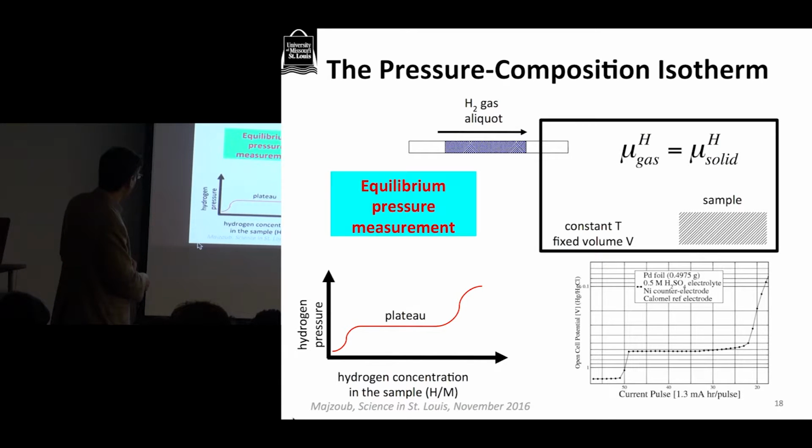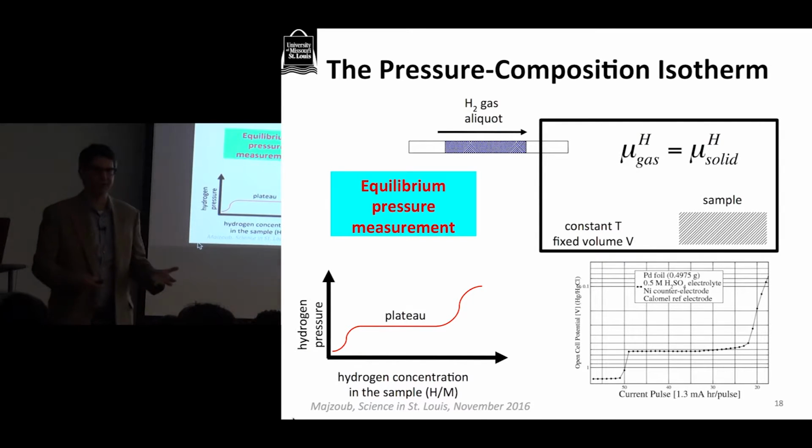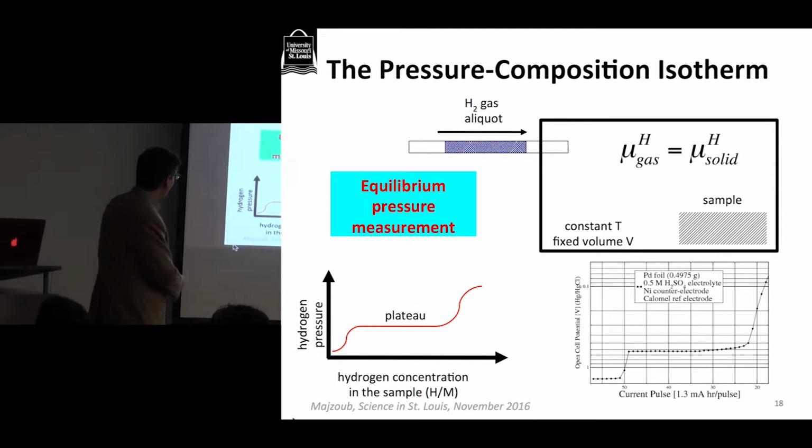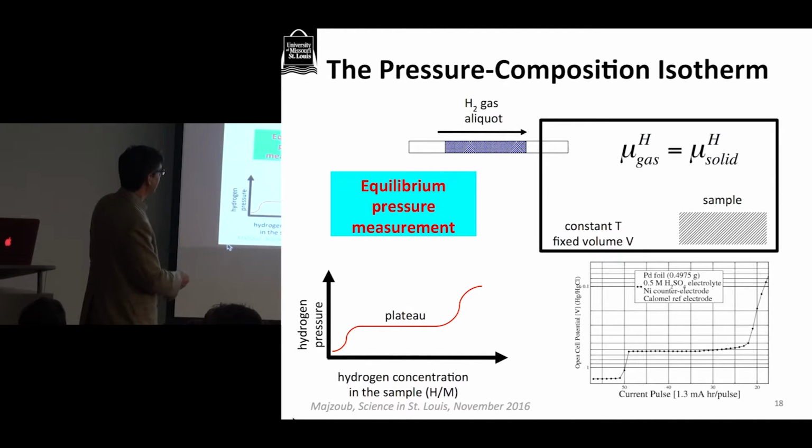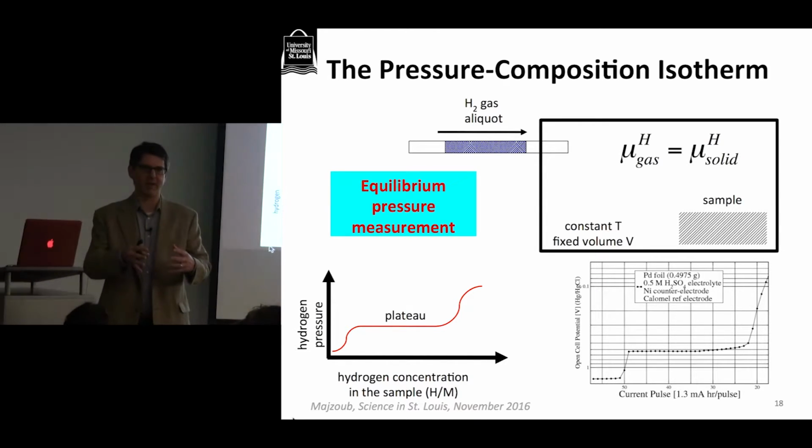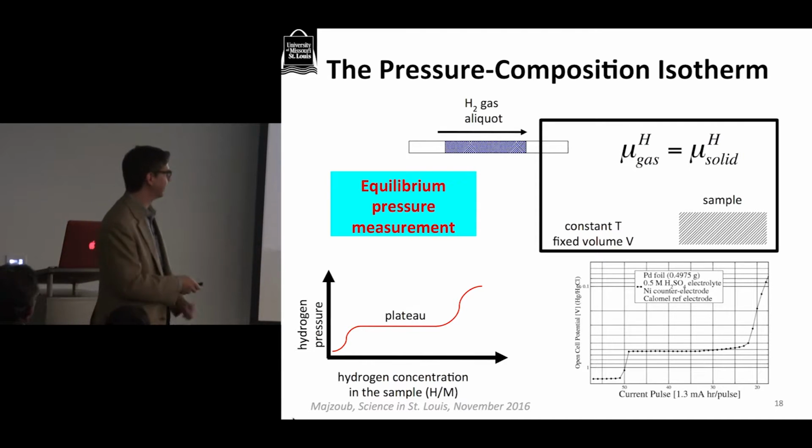So I've drawn a graph here on the lower left corner. I have hydrogen concentration in my sample, and I can simply denote that as H over M. This is the ratio of hydrogen atoms to metal atoms. And on the y-axis, I have the hydrogen pressure. So imagine that I have a box. This is your fixed tank. It's a fixed volume tank, and I have some material inside there that's going to react with my hydrogen.